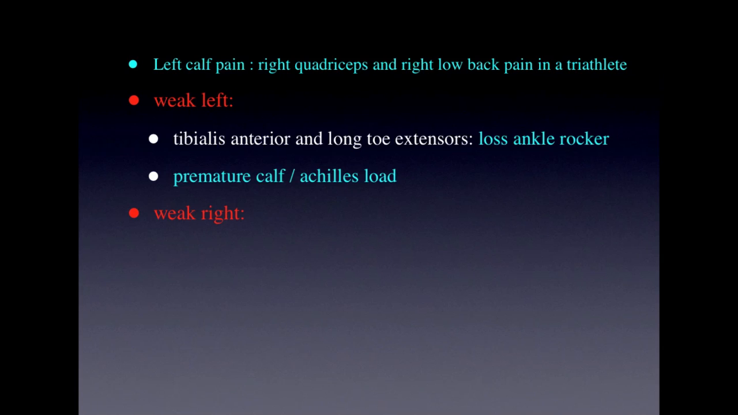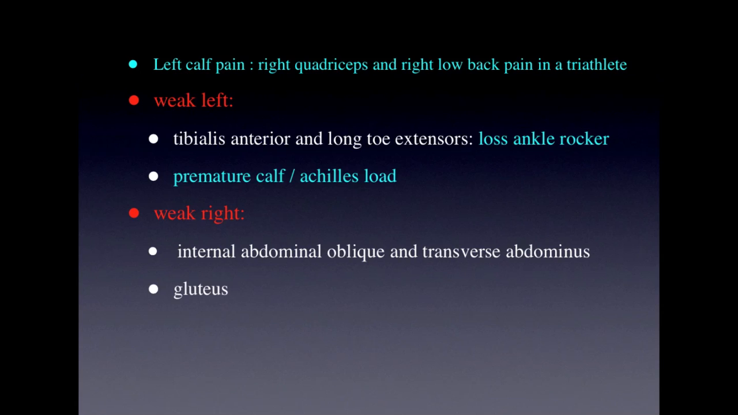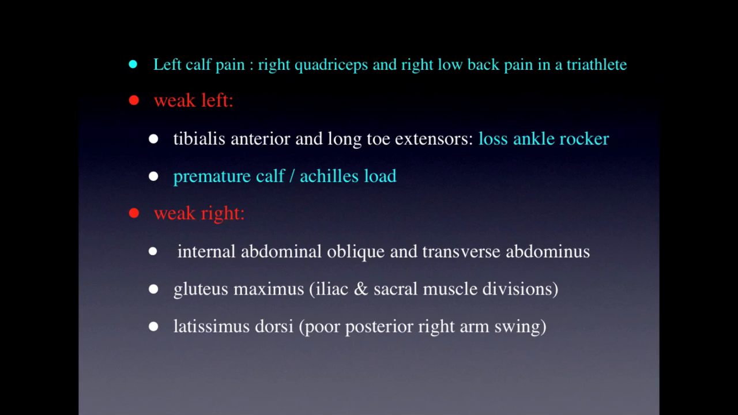On assessment on the right side, we found some weaknesses in the internal abdominal oblique and transverse abdominis, and some weakness in the gluteus maximus, particularly the iliac and sacral divisions, as opposed to the coccygeal division. We also found some weakness of the right latissimus dorsi. The lat is a huge assister in posterior arm swing, so if we see weakness here, we can probably assume that we're going to see some altered posterior right arm swing. We will look at the video shortly. We also saw some short right quadriceps and short right quadratus lumborum.